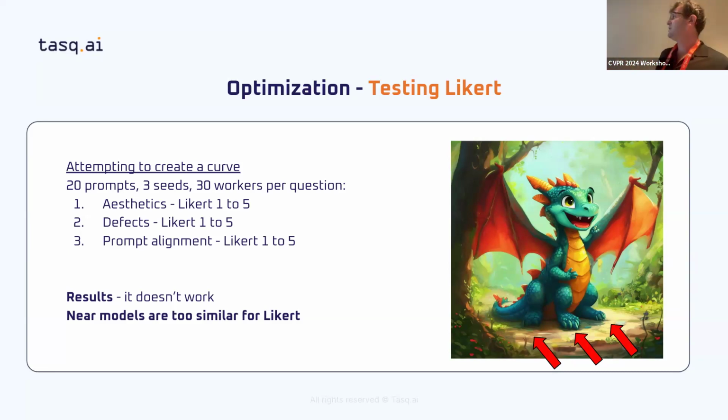So here in this dragon example, it can be quite aesthetic, but it has the leg defect, having 3 or 4 legs, which it's not supposed to have. So basically, we ask people to rate images according to that. And we saw that it doesn't really work because when you have 2 models that are from different checkpoints, the results are very similar. So it's very hard to tell them apart on a 1 to 5 scale.